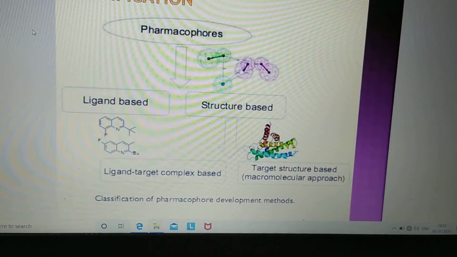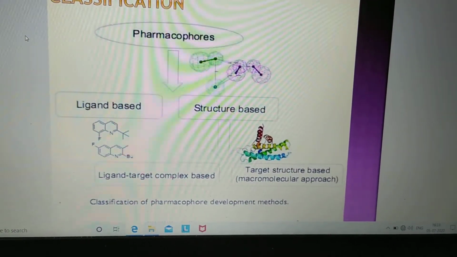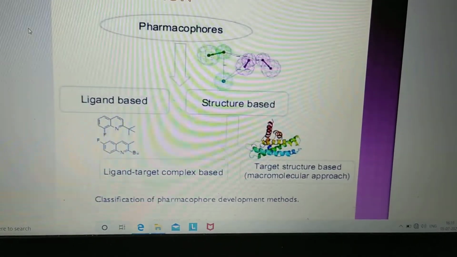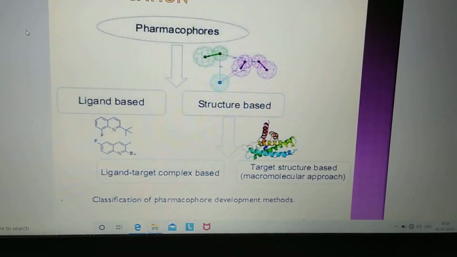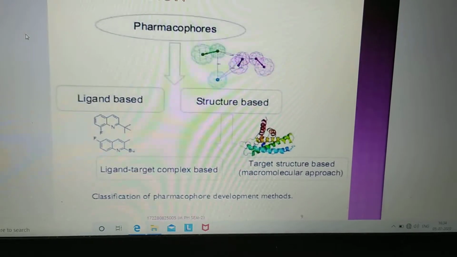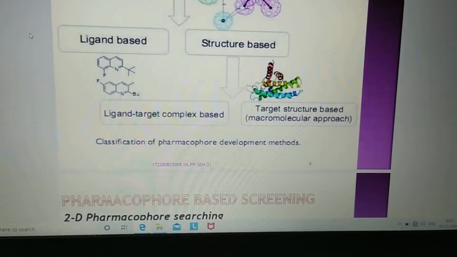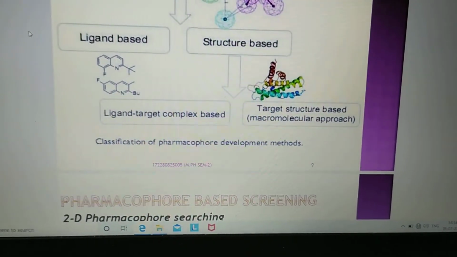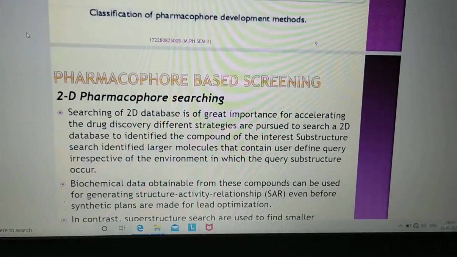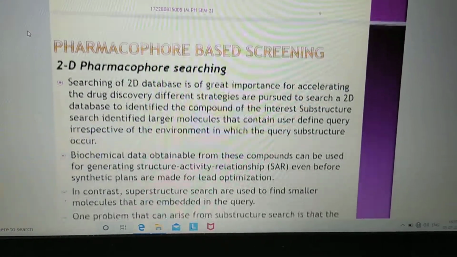Classification of pharmacophore development methods: ligand-based and structure-based. Ligand-target complex based, target structure based, also known as the macromolecular approach.